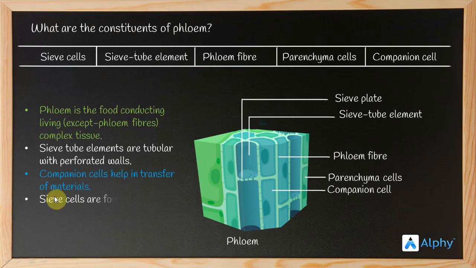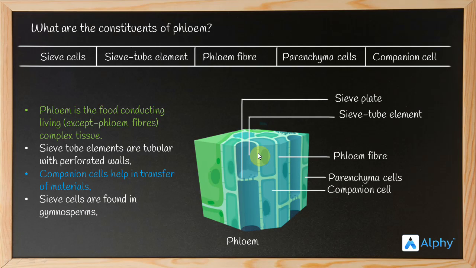And finally, we have the sieve cells are found in gymnosperms. And that's why we didn't talk about sieve cells in this particular portion, because this is an image of angiosperm and sieve cell is a primitive form which is found in gymnosperm, right? It is a phloem thing and sieve cells are only found in gymnosperm. That's why we didn't talk about sieve cell in this particular angiosperm, right?